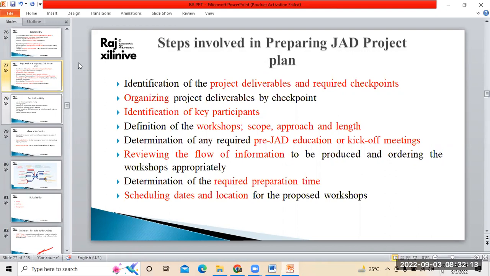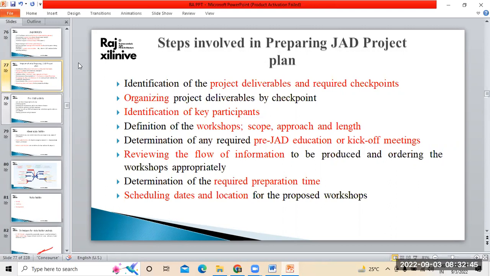Next, we need to conduct a pre-JAD education or kickoff meeting. It is something like a demo. Whenever we are going to conduct something, we conduct some pre-JAD education or kickoff meeting, isn't it? So that pre-JAD education or kickoff meeting is what we have to conduct here.